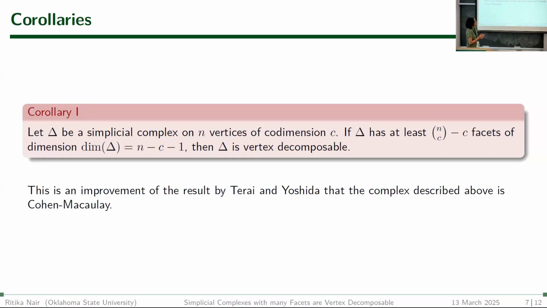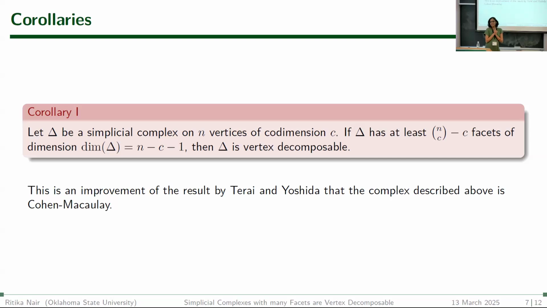It's on n vertices of codimension C. In that case, if your complex has at least n to C minus C facets itself, then it can be vertex decomposable. So the difference from the previous statement is that here there is no assumption that this complex is pure. All we are saying is that it has at least these many facets, then it's vertex decomposable.